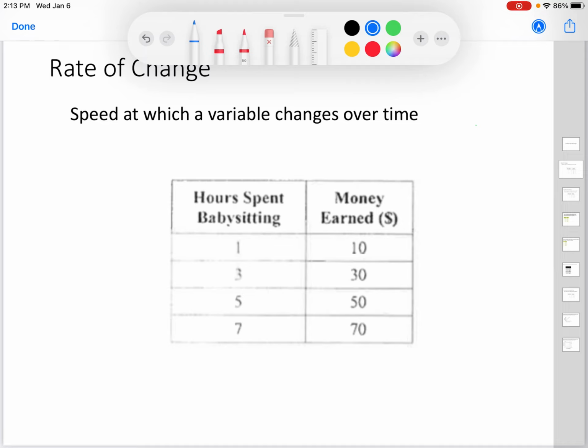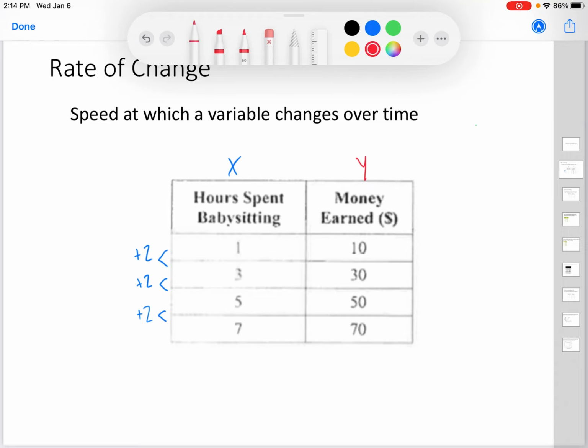to each other. So if I just call this the x value and I call the money earned the y value, then if I was looking at the rate of change, I would look at how much each variable is changing at each step. So from 1 to 3, we're going up 2, so positive 2. From 3 to 5, we're going up 2, so plus 2. 5 to 7, same deal, plus 2. So we're going up 2 every single time.